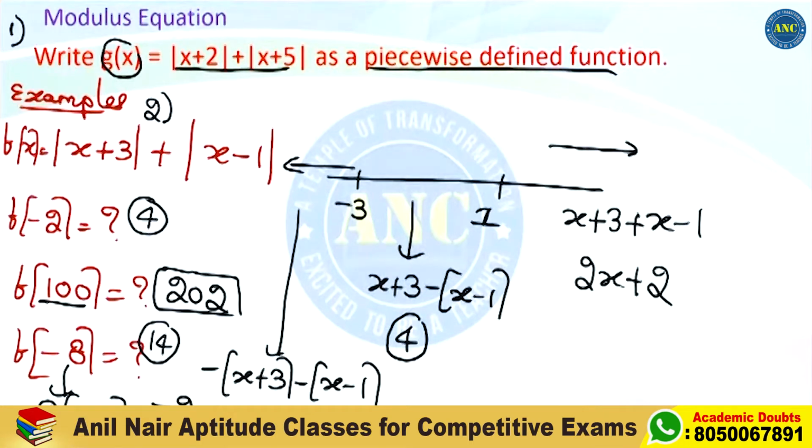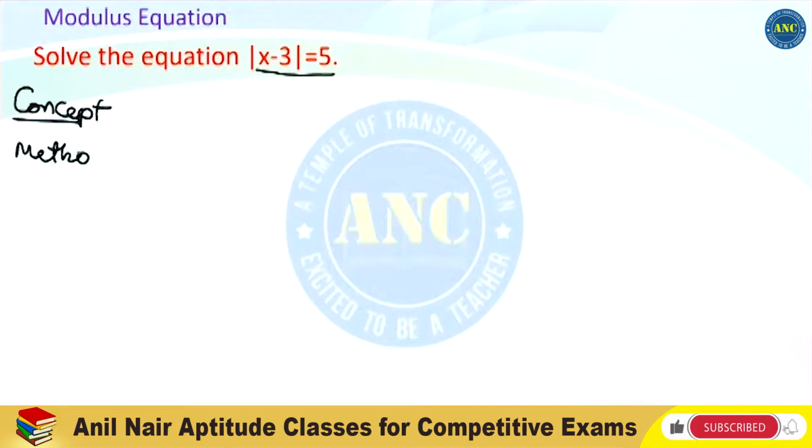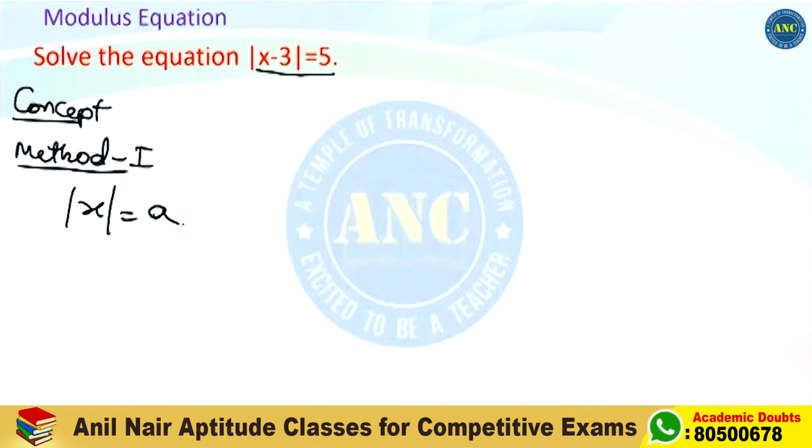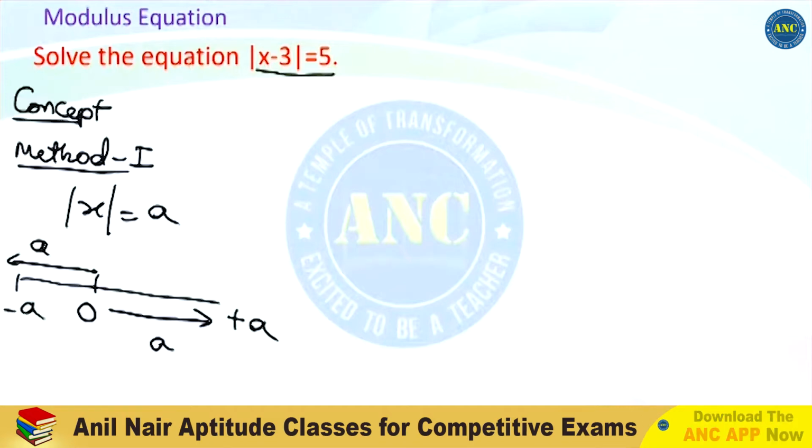Right. Now see here. First two examples. Next, solve the equation mod x minus 3 equivalent to 5. First concept. Method 1. Mod x equivalent to a. If mod x equivalent to a, the definition is: x is there at 0. It travels a units to the left hand side, so it is minus a. It travels a units to the right hand side, so it is plus a. One is left hand side, another is right hand side.